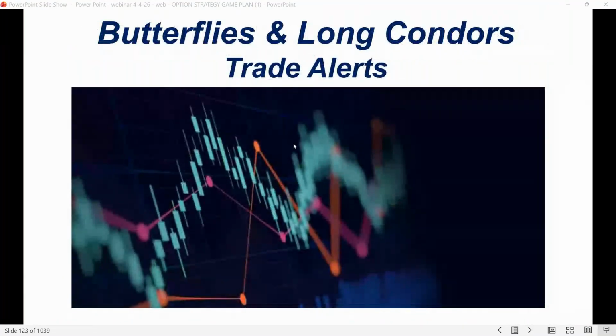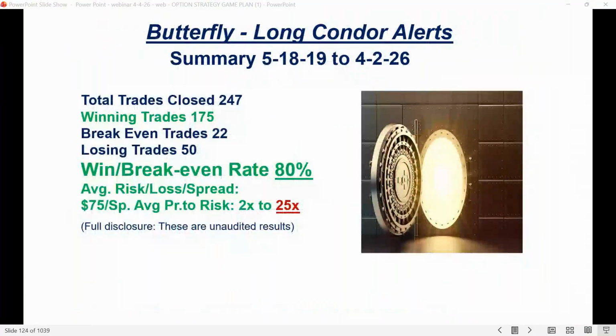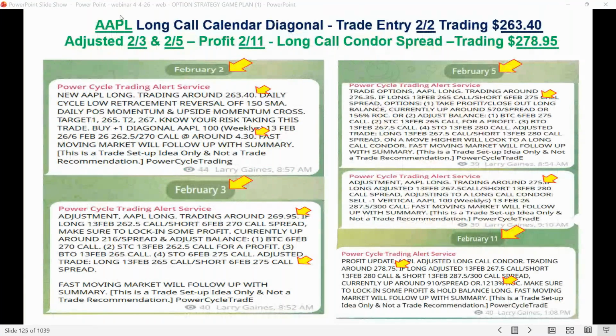And then here's just an example of one that we did. This is the butterfly part of the alert service. So this is from starting out back in 2019 through Friday. We've had 247 trades closed out, 175 winners, 22 break even, 50 losers, an 80% win/break even rate. So butterflies are the lowest risk trades and the potential highest return type trades. Again, these are unaudited, but just to show you an example of what you can receive here.